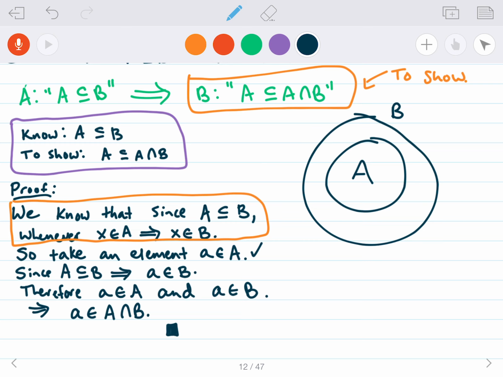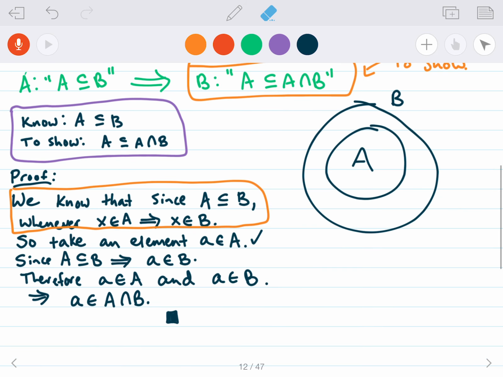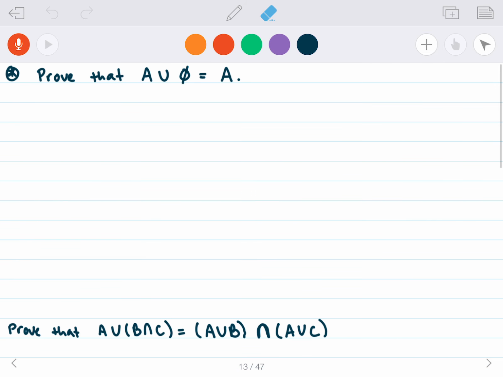And we can celebrate and put this box, or if you're really pretentious, you can put QED. But I don't put that. So anyway, you can put QED if you want. I won't judge you. Okay, let's carry on.